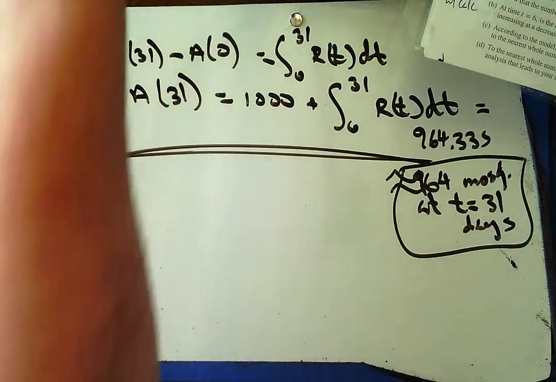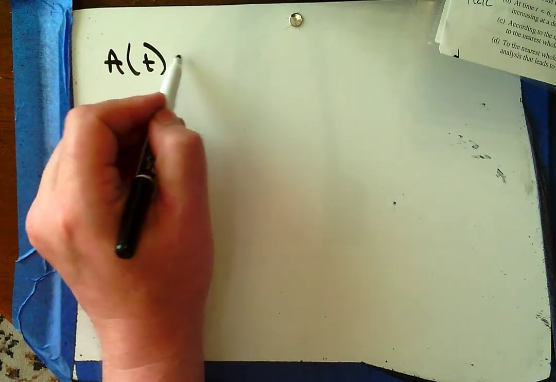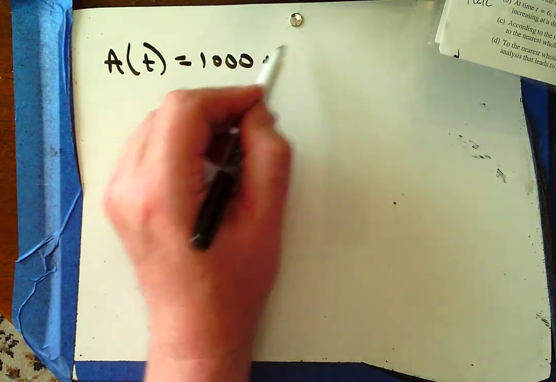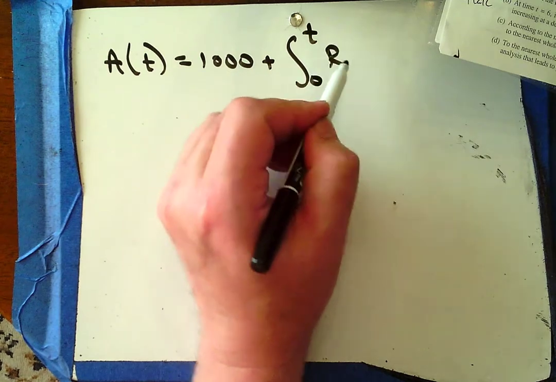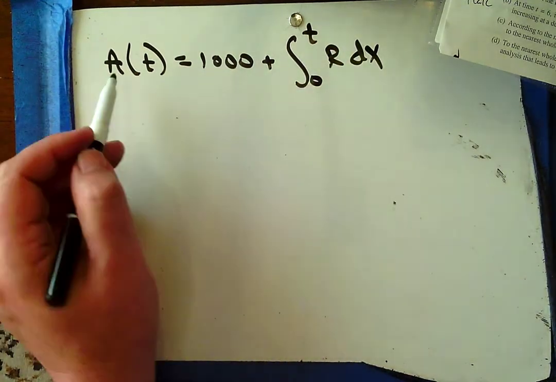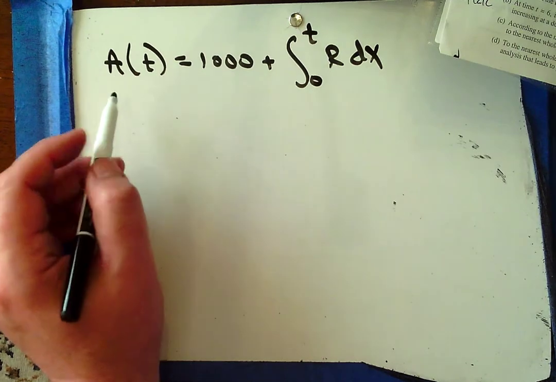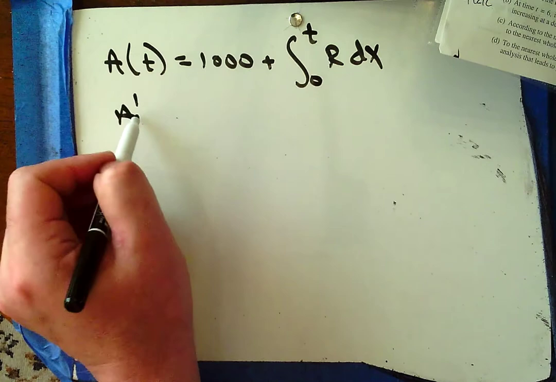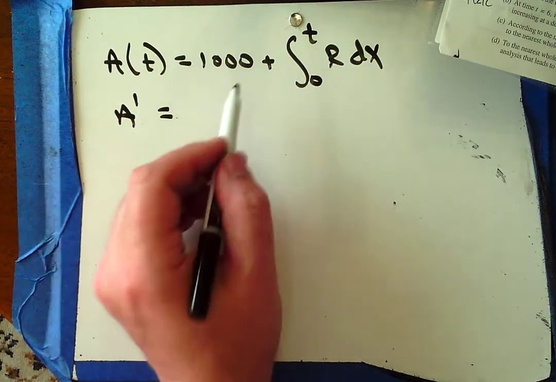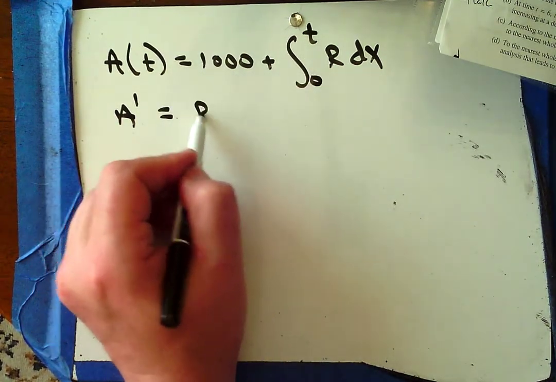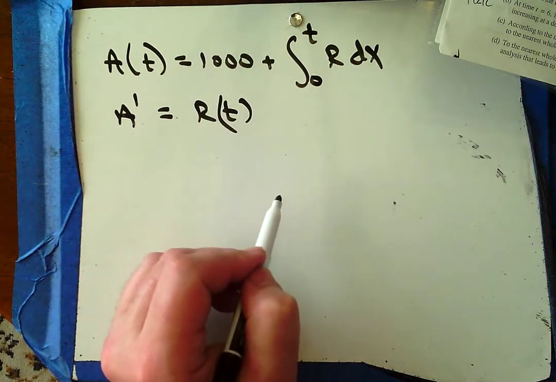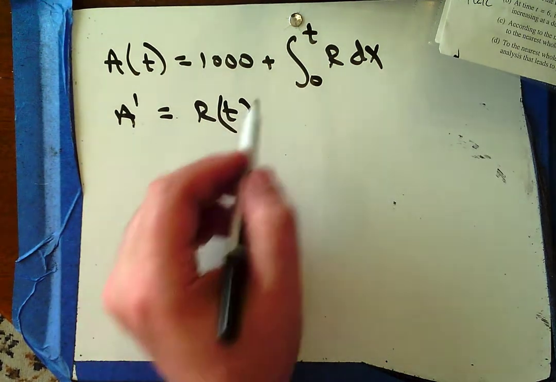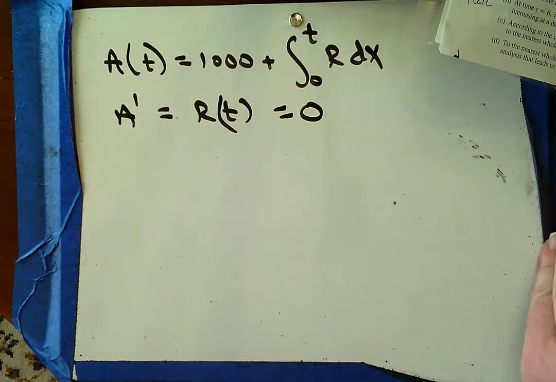To the nearest whole number, what is the maximum number of mosquitoes? Okay, so again, I reach for this amount function, and I say that A of t equals 1,000 plus the integral from 0 to t of r dx. I want to know when the amount is a maximum, so I want A prime. So I take the derivative of this, which is 0, and I take the derivative of that, which is r of t. And so I'm looking to find out when r of t equals 0.